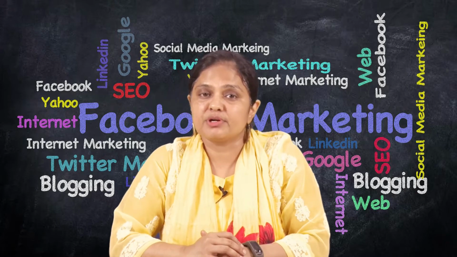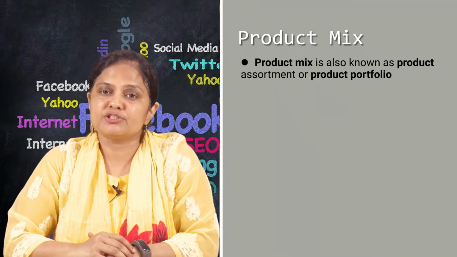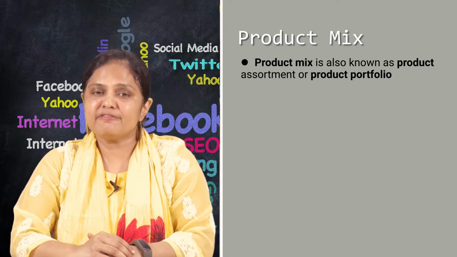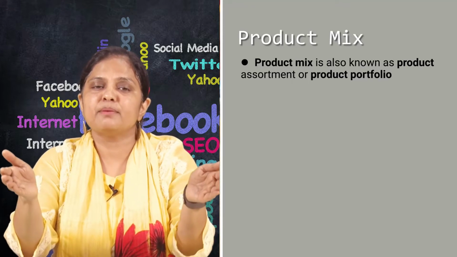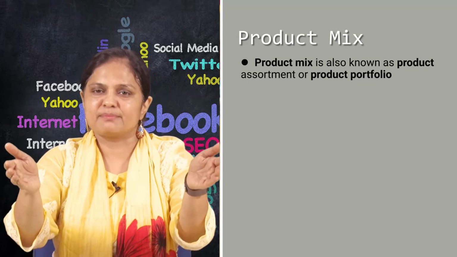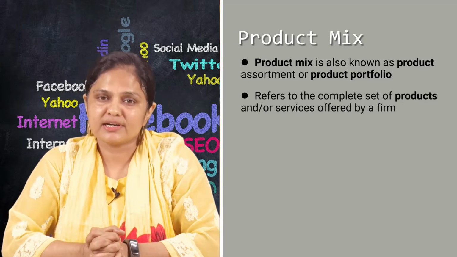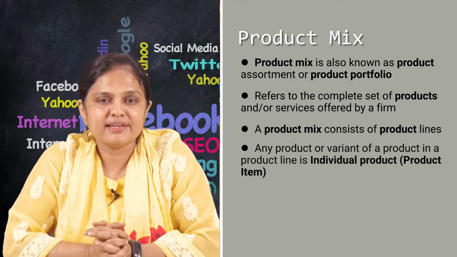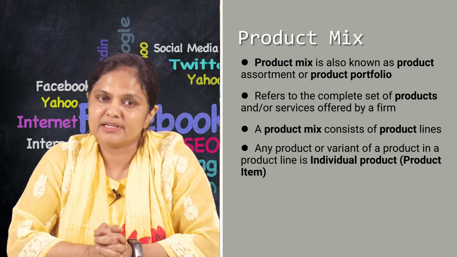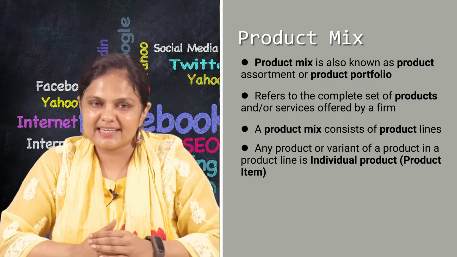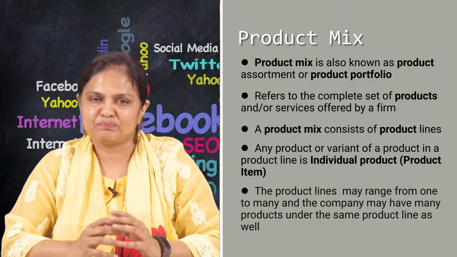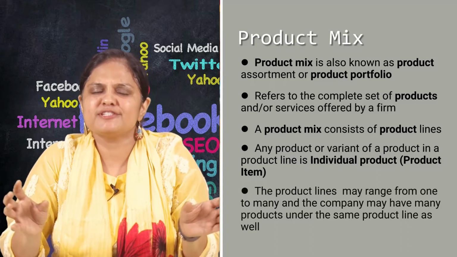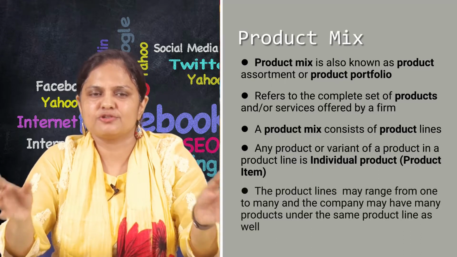Now let us discuss what is product mix. Product mix is also known as product assortment or product portfolio. That means when we talk of product mix of a company, we are referring to the basket of all the products that a company is offering to the markets, to the various segments of the market. It refers to the complete set of products and services offered by a firm, and it consists of several product lines. A product or variant of a product in a product line is an individual product, or may be termed as product item. So product mix is the set of all the product lines that a company is offering, and a product line is a set of different variants of a similar product, which is also termed as product item.